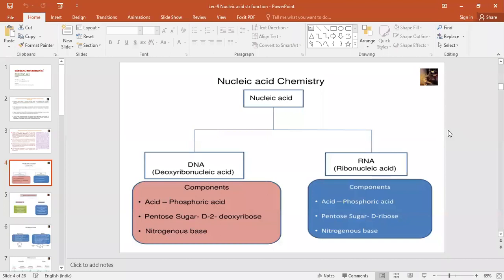DNA and RNA are made up of three basic components: phosphate group, pentose sugar, and nitrogenous base. This phosphate group is very important. We can also call it phosphoric acid. And pentose sugar has two types. In the DNA, D-2-deoxyribose sugar is there, and in the RNA, D-ribose sugar is there. And the nitrogenous bases, there are 4 to 5 different kinds of nitrogenous bases.